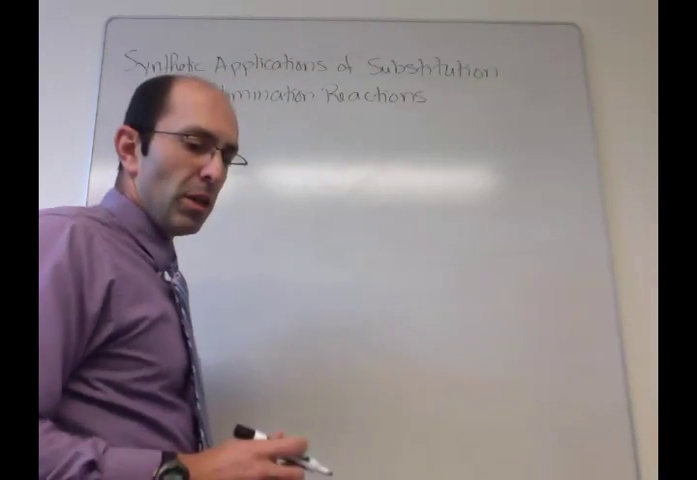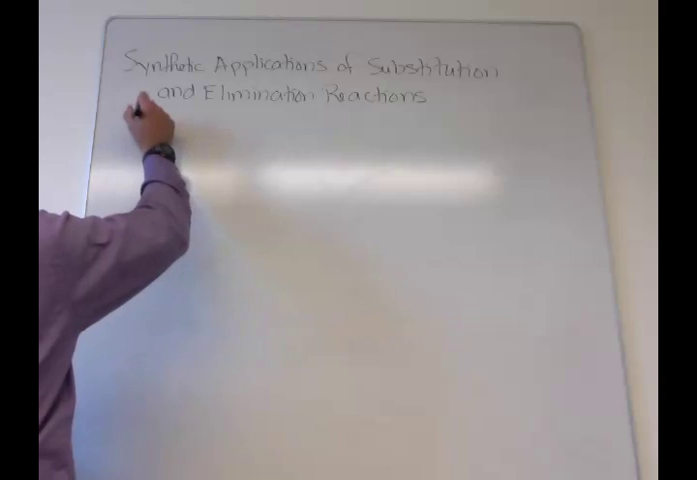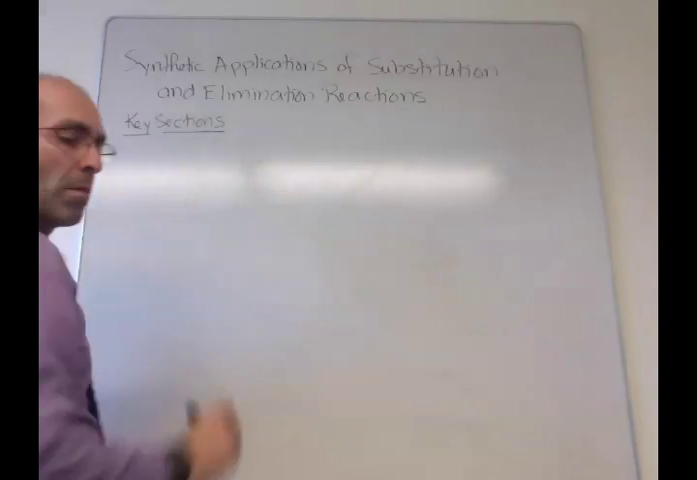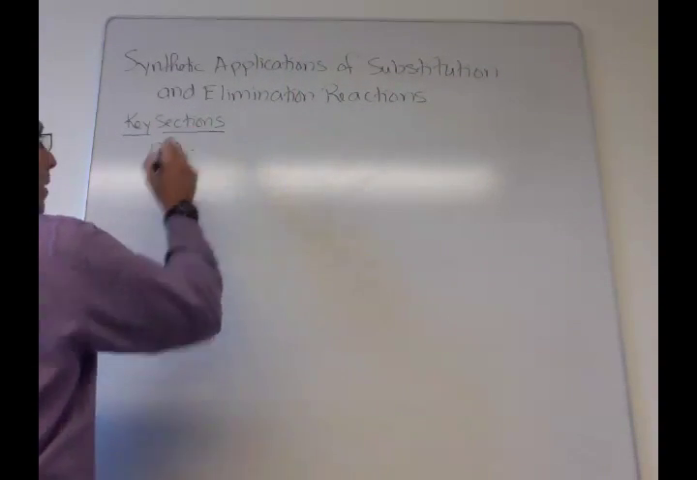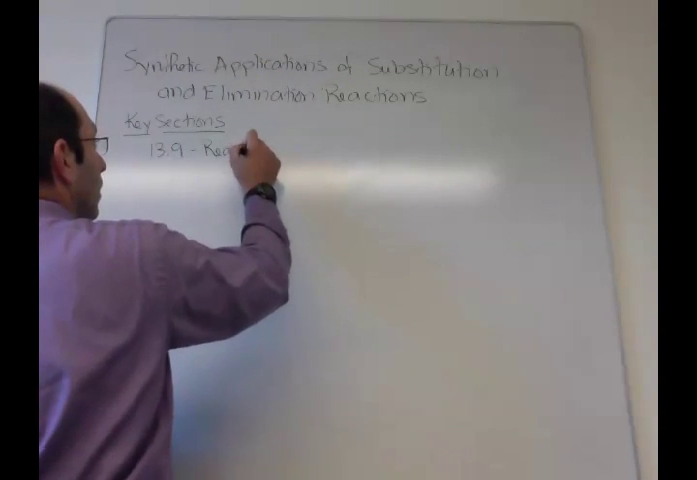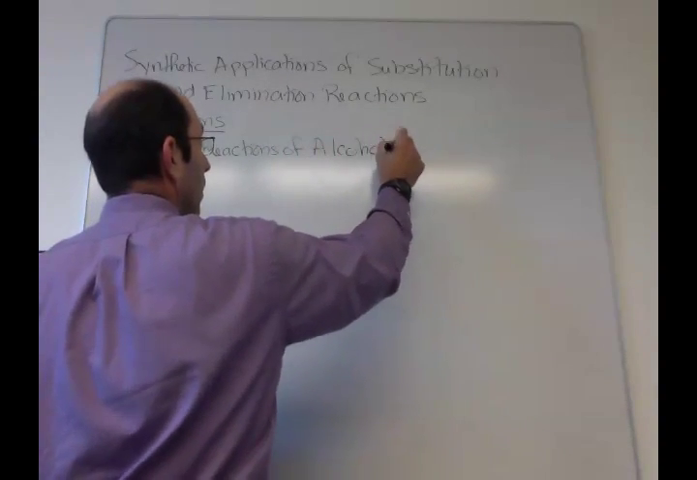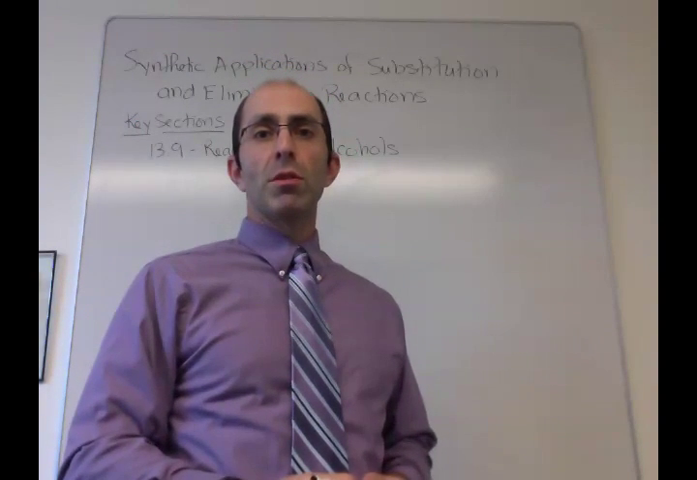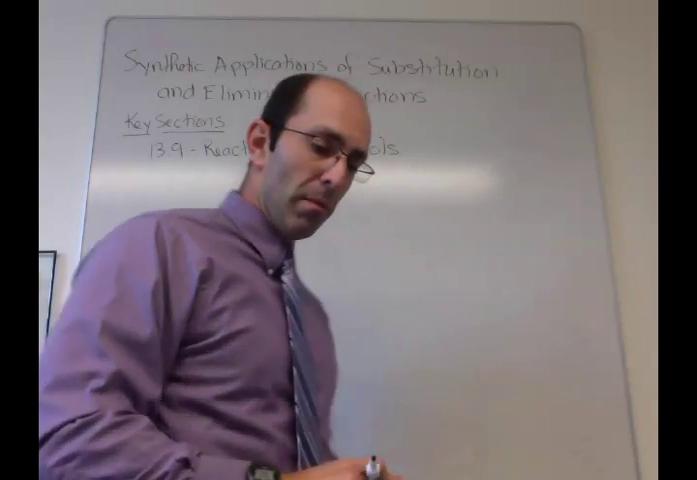All right, so the key sections for the problems you're going to do for Monday are the following. They're in a couple of different chapters. First is 13.9, and that's going to be reactions of alcohols. And that's going to get at some of the stuff we talked about today where we're thinking about making alcohols into good leaving groups so that we can then do a substitution reaction. And we'll do some examples of that in just a minute.